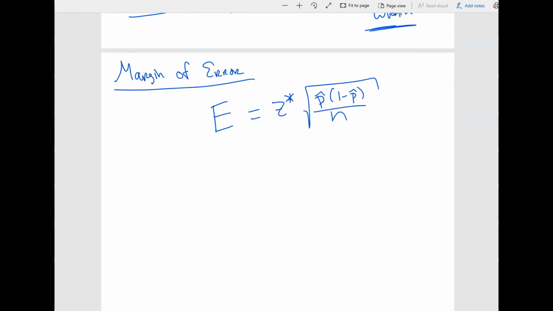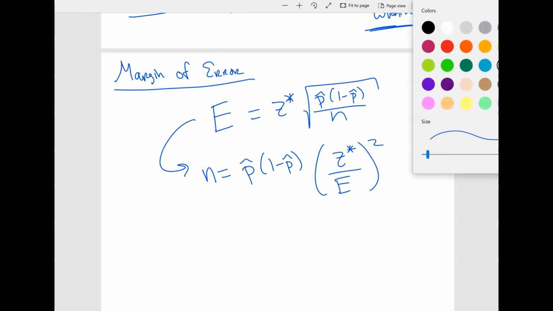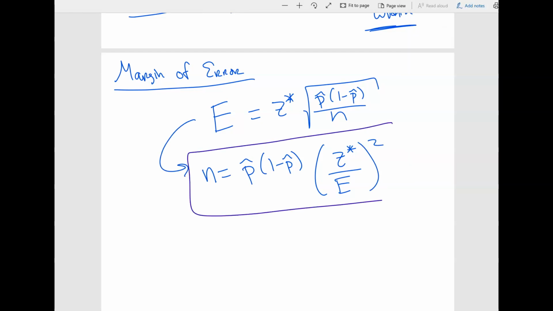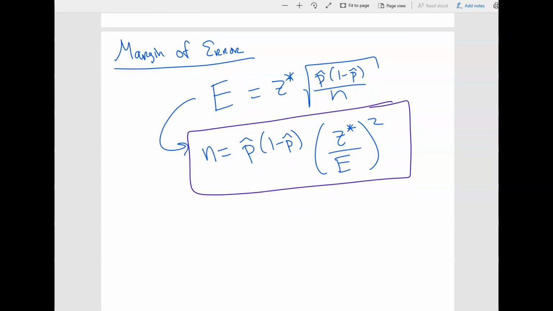And then what I'm going to do is solve for n. With a little bit of algebra, you can figure out that n is going to be equal to p hat times 1 minus p hat, times z star over E, squared. You don't need to really know the algebra behind it, but just know this formula. This formula will be given to you on the exam, so you will have that, okay? And the whole point is that we want to be able to figure out n, okay?